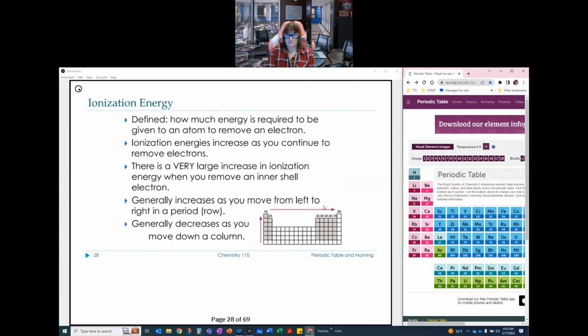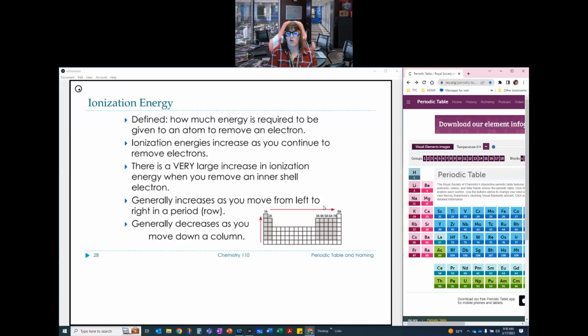It's information. Okay, next thing we're going to talk about, ionization energy. Now, ionization energy is defined as how much energy is required to be given to an atom to remove an electron. So how much energy I have to add to take that electron off. Ionization energies increase as I continue to remove electrons. So if I have something where I've taken off one of them, and then I want to take a second one off, that's going to be bigger than it took to get the first one.